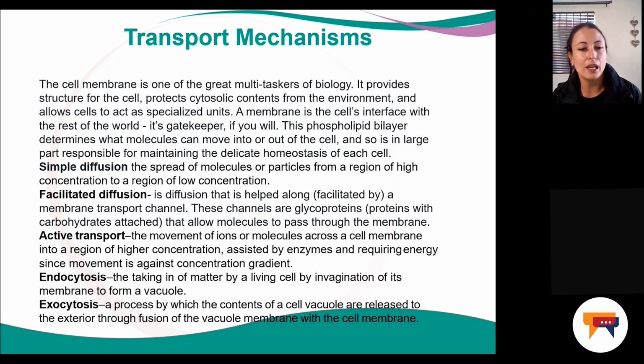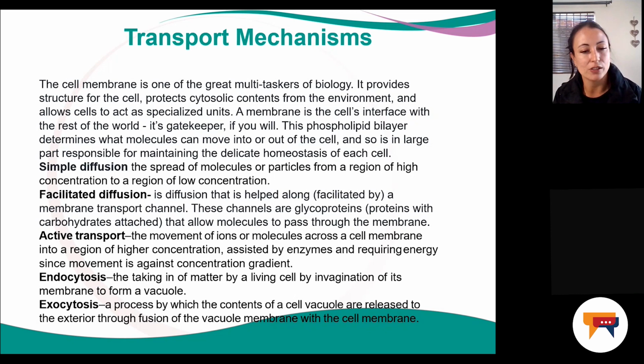Endocytosis. So endocytosis is the taking in of matter by a living cell by invagination of its membrane to form a vacuole. So this is basically when the cell engulfs another object or matter, basically hugs it and makes it part of that cell. So it's almost like, I guess you can imagine the swallowing. If a cell could swallow, if it had a mouth and all of that, well, let's personify a cell. If a cell can bring another part of matter into itself, we call it endocytosis.